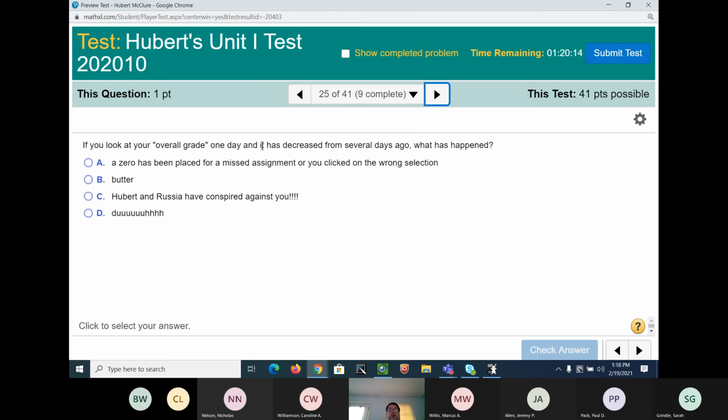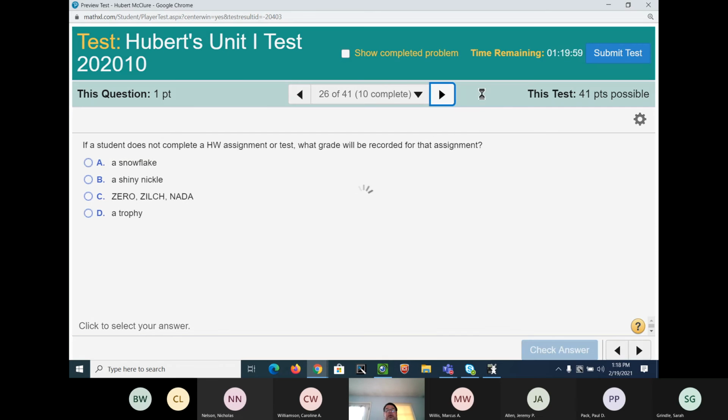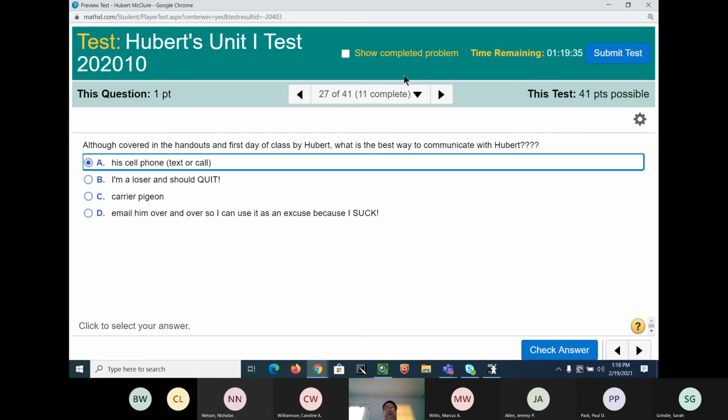If you look at your overall grade one day and it has decreased from several days ago, what has happened? We've had a couple of students tell me after the semester and after grades turned in that they didn't know that if you didn't do a test or a homework that it counted as 0. That's what they told me. So I put these questions on each test. If a student does not complete a homework assignment or test, what grade will be recorded? 0.